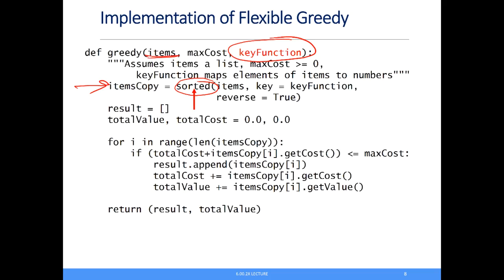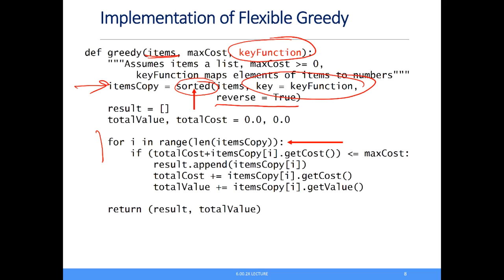And the copy is different in that rather than in some arbitrary order, the elements are in order going from best to worst. Why is it best to worst? Because we're reversing it using this parameter. And we're using the key function to decide which elements are bigger or smaller than which other elements. Once we've done this, all we have to do here is iterate over the list.